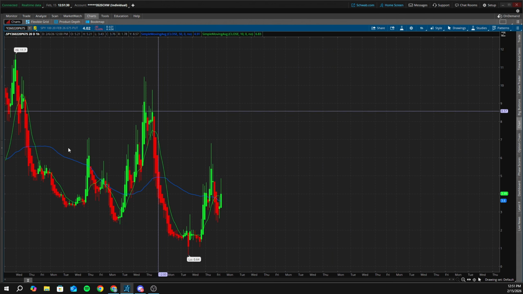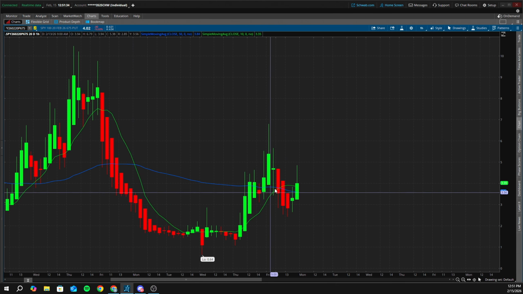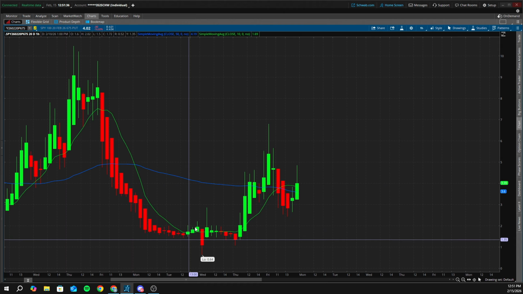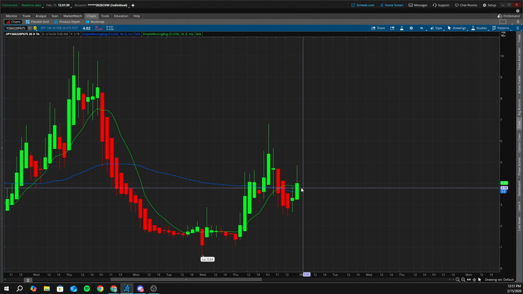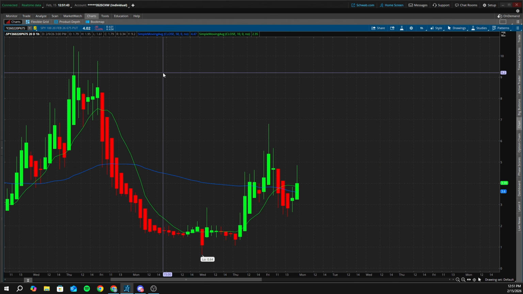So when we look here on the hourly, this really doesn't tell me too much. We got this little cross, the 50s turned down, but it doesn't tell me much, and this 50 SMA was also pretty flat. The flatter the 50 is when we go test it, the more likely it's going to break, compared to when it's sloped down a lot more.